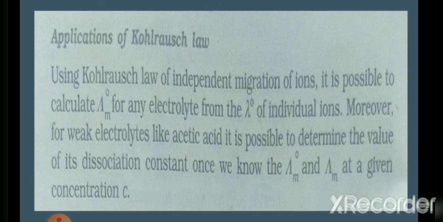The dissociation constant is Ka. Once we know the lambda naught m and lambda m at a given concentration C, the degree of dissociation alpha is given as equal to lambda m by lambda naught m. Once alpha, the degree of dissociation, is calculated, we can use it to calculate the dissociation constant Ka, and Ka is given as equal to C alpha squared by 1 minus alpha.